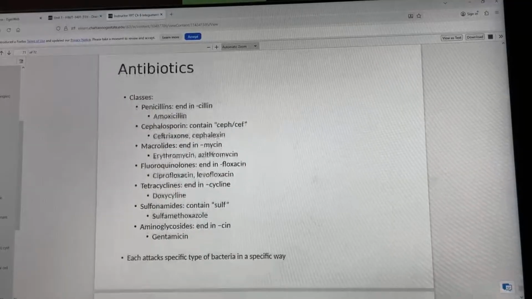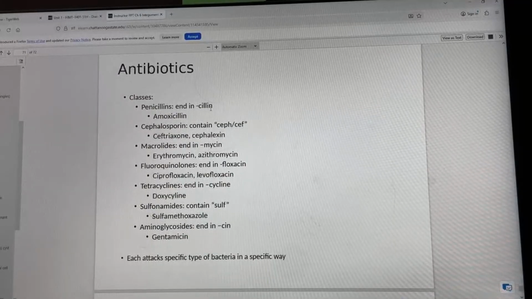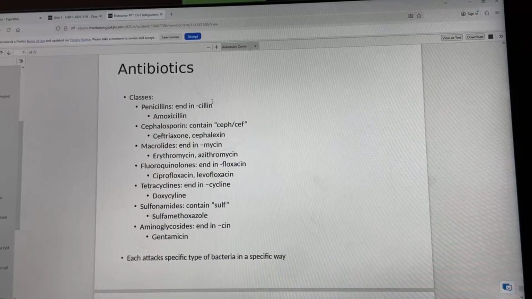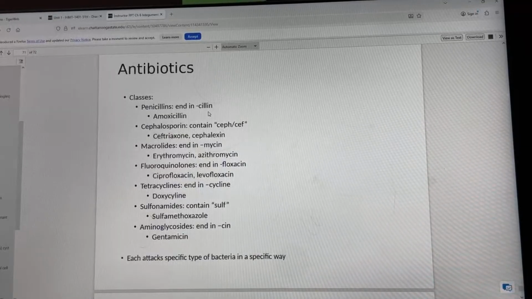Okay, antibiotics. There are so many different antibiotics. I was not going to overwhelm you and make you memorize all of those. But what I will have you do is know these are the most common classes and what their endings are. So if you come across something that you've never seen before, you can recognize it based on the ending. Okay, so penicillin, I'm sure you've all heard of penicillin, amoxicillin. It ends in cillin. So that's easy. Cephalosporins contain the word ceph, like ceftriaxone or cephalexin. I don't need you to memorize all these different antibiotics, but just be able to recognize them based on the suffix or the prefix, okay?